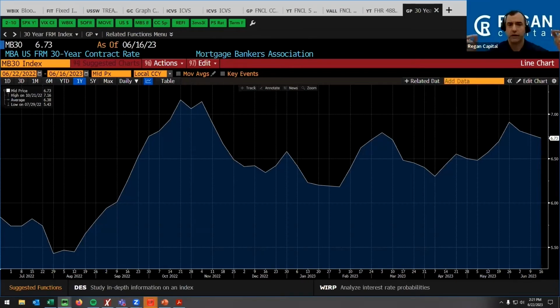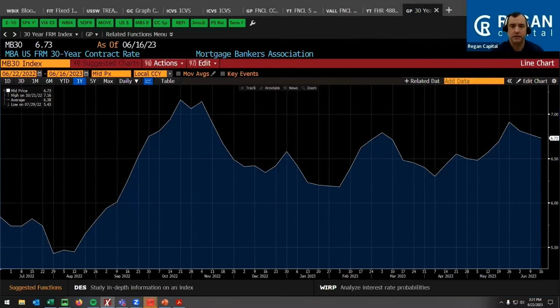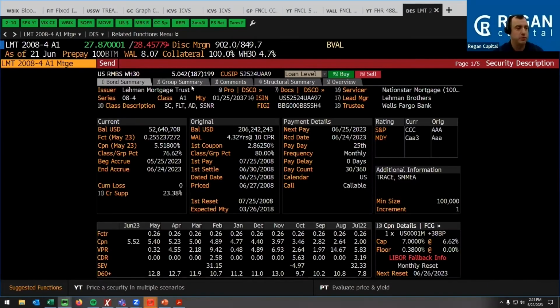Now let's get to the really interesting stuff, which is non-agency deep discount bonds. We've got about 5 minutes left to go through this last example. This was issued 199 months ago. These loans are 17 years old.